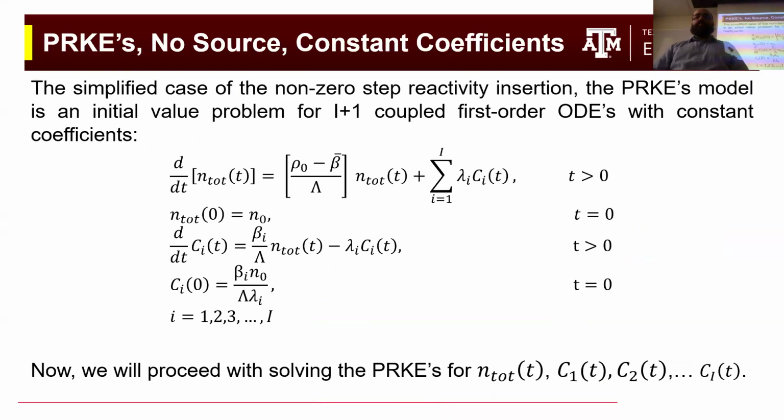So at that point, this is our complete problem setup. I've rewritten those equations. This is the initial condition for the neutron density. This is the initial condition for the precursor density. And now we have a coupled set of I plus 1 equations. If we solve these equations, then we can find n_total, C1, C2, C3, all the way up to C capital I. So that's the goal, and let's see how we can get there.